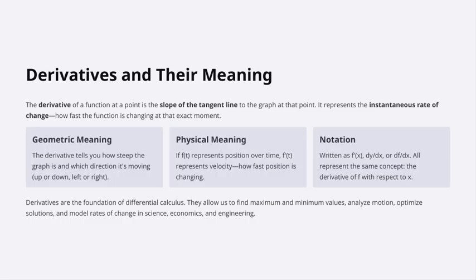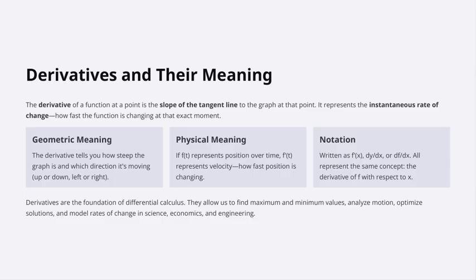Let's talk about derivatives and what they actually mean. The derivative of a function at a specific point is essentially the slope of the tangent line to the graph at that point. It tells us how the function is changing right at that moment, giving us the instantaneous rate of change.